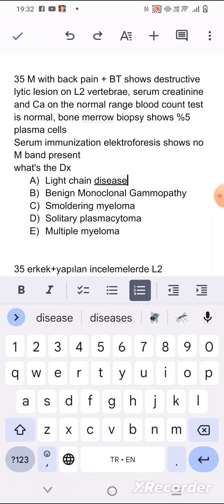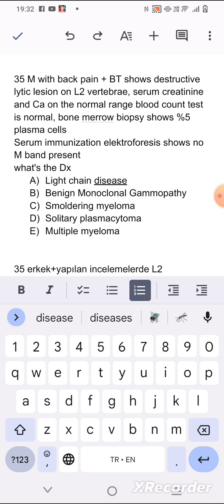A 35-year-old male comes with back pain. And on the CT, we have a destructive lytic lesion in the L2 vertebral area. Serum creatinine and calcium are in the normal range. The blood count test is also normal. Bone marrow shows 5% plasma cells, which is normal.